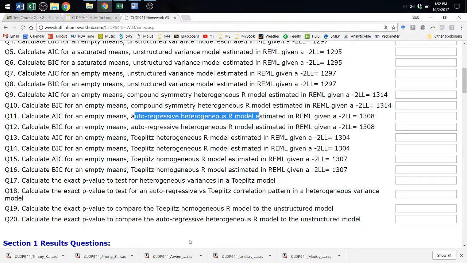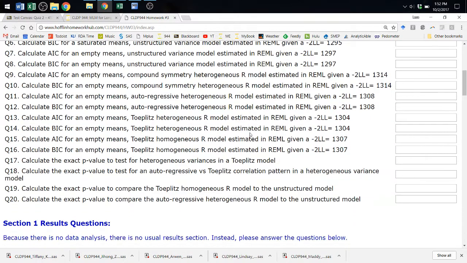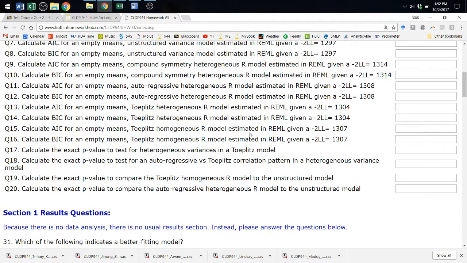Other than that, I'll have to look at your math and see if I can help you figure out what went wrong. But yeah, there shouldn't be anything different about it. If you haven't gotten to this section yet, I've had several questions about which one to use for questions 17 through 20. Use the REML ones that go through 7 through 16. So, other questions?